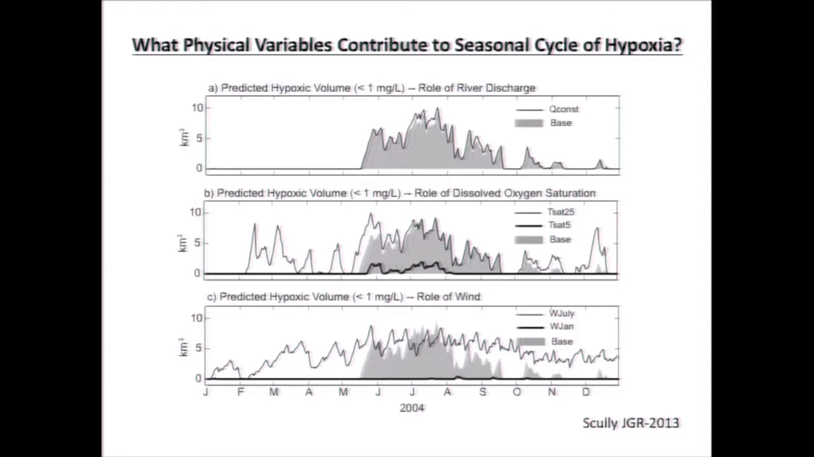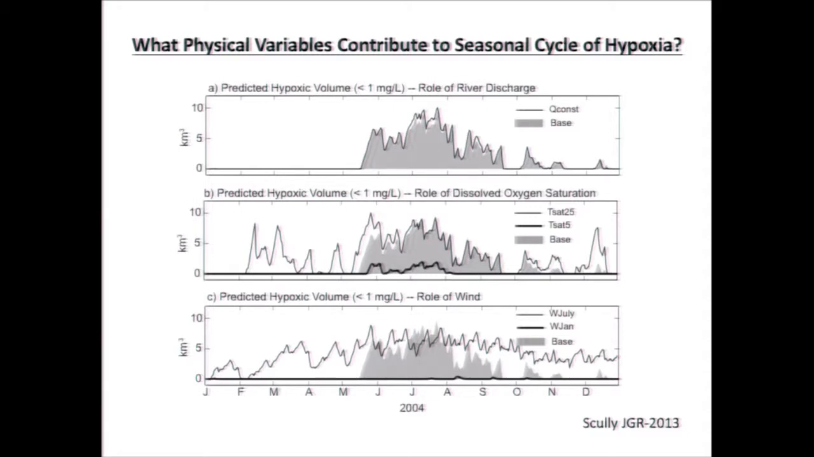predicting hypoxia. And the last thing I did is I just played with the winds. I did a simulation where I assumed that the month of July repeated itself 12 times in a row in terms of its wind forcing, and I did the same thing with January. And if the winds blew like they did in July year-round, we'd have hypoxia year-round, according to this model. And if the winds blew like they did in January year-round, we'd essentially have no hypoxia in the system.